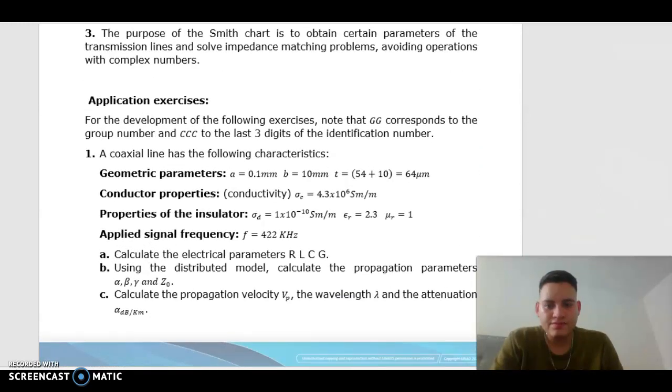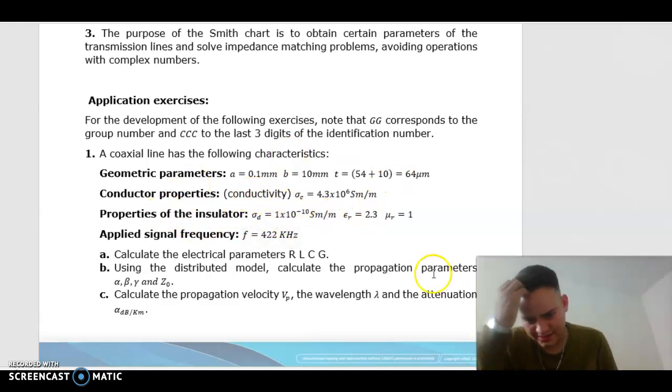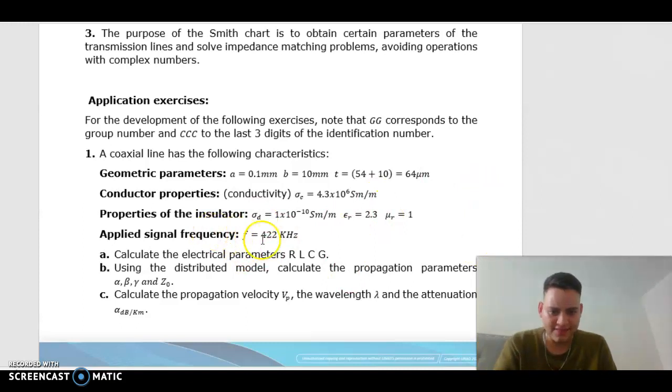Applications, exercises. For the development of the following exercises, know that GG corresponds to the route number and CC to the last 2 digits of the identification number, 4422. Geometric parameters: the conductor's properties, conductivity, properties of the insulator, and the signal frequency, 422 kilohertz.